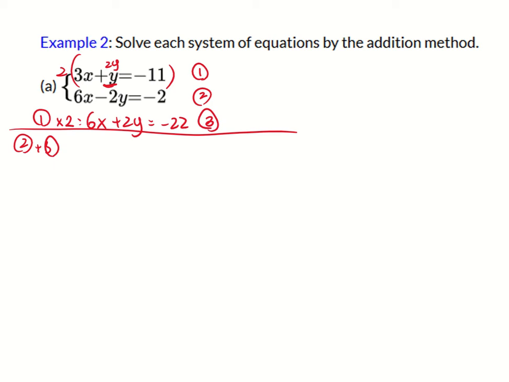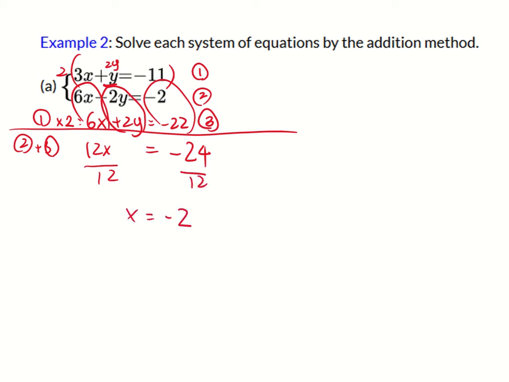So adding up the two equations, 6x plus 6x is 12x, negative 2y plus positive 2y is 0, equals negative 2 plus negative 22, which is negative 24. Now solve for x. Divide both sides by 12. x equals negative 2.